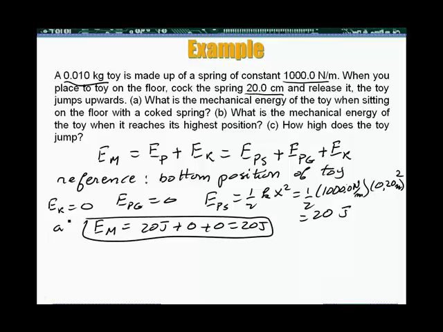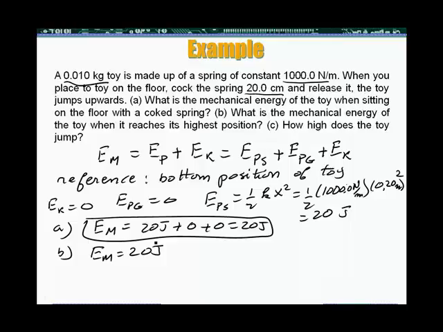It required a lot of work. Now, question B. What will be the mechanical energy at the highest position? Again, assuming no losses due to air resistance here. In that case, it's conservation of mechanical energy, so it should be equal to 20 joules. That's easy. Now, part C, it says, how high does the toy jump?